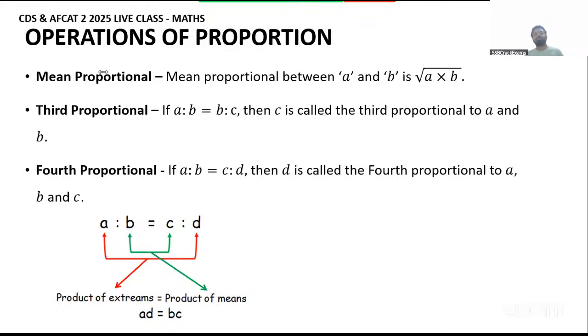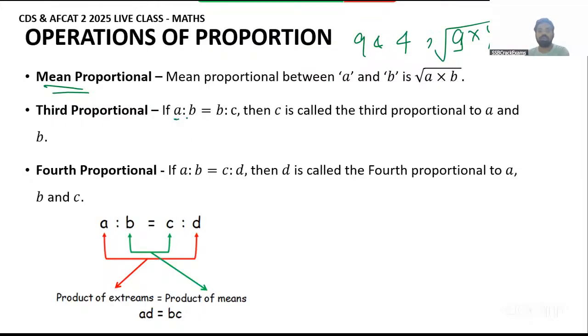Now the operations we can perform start with the mean proportion. Suppose there are two quantities A and B, then their mean proportion will be root of A multiplied by B. Suppose we have 9 and 4. In order to find their mean proportion, we multiply 9 and 4 together and take the root. 9 times 4 is 36, the root of 36 is 6. The mean proportion of 9 and 4 is 6.